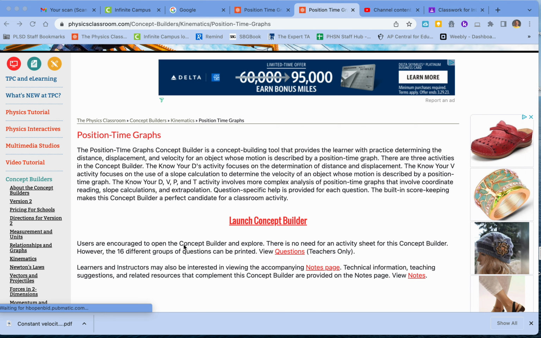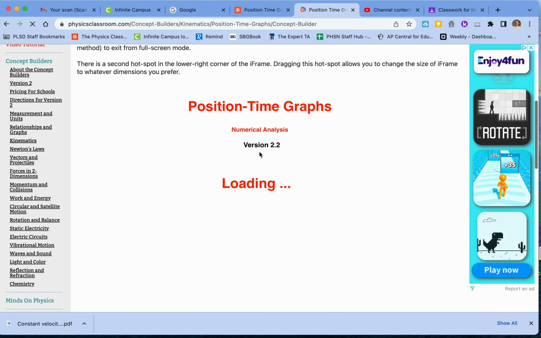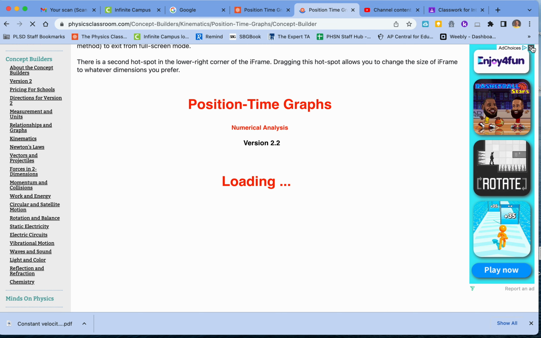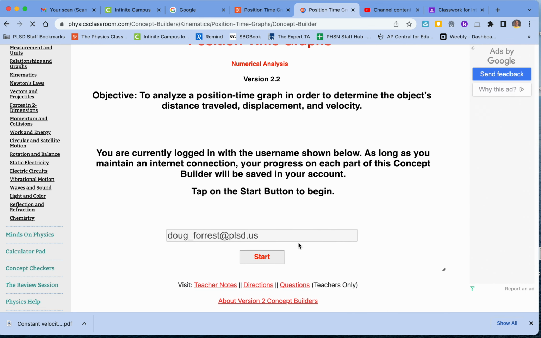Your login was your school email. I believe initially your password was your 6-digit lunch ID, but you could reset that. At any rate, the concept builder that I'm talking about this time is the position time graphs numerical analysis. So when you click on that, you should see your name here. That lets you know that you've logged in.